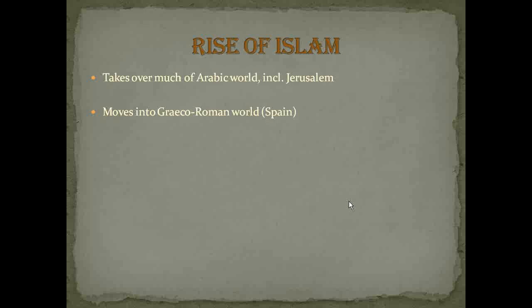And very, very quickly, by the 700s, they're in Spain. They're actually moving into the Greco-Roman world. And when you stand at the tip of Morocco and look across on a fine day and see the southern coast of Spain, you can see how easily it would have happened. We have this series of events that starts in 1095, very soon after the East-West split.